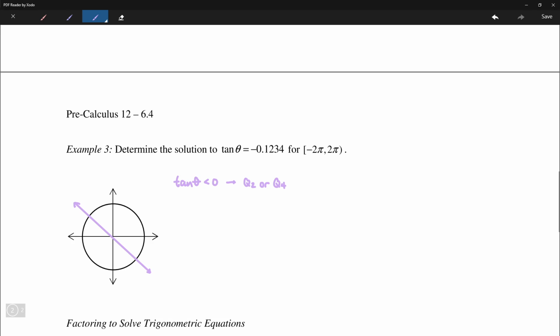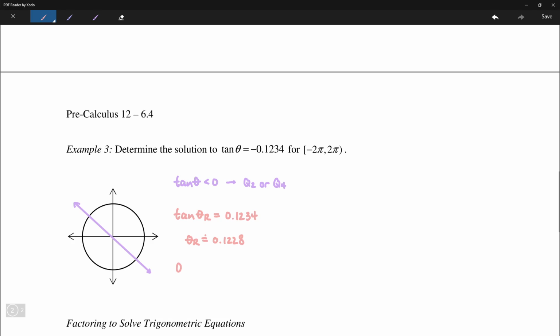Okay, so in order to find out what these two are, it's probably best to use the reference angle. So we're going to set tan theta_r, the reference angle, equal to 0.1234. So theta_r is going to be approximately 0.1228 using a calculator. So from there, we can find out what the actual angles are.